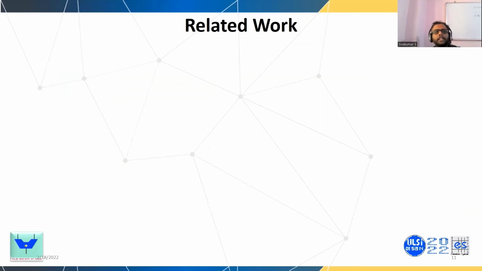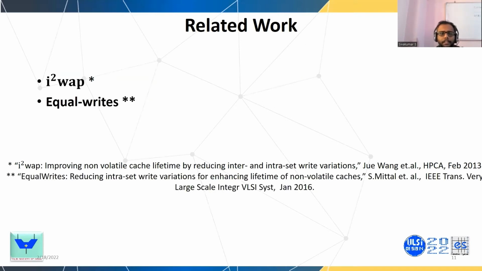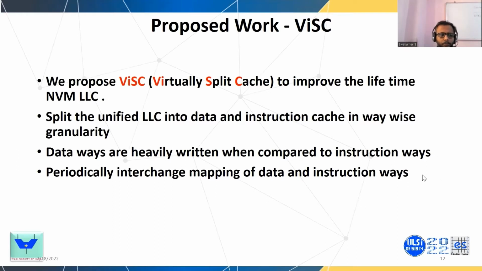So let us discuss some of the existing works that are based on wear leveling techniques for NVM. I-squared WAP is a technique that reduces both intra-set and inter-set variations using probabilistic line flush and swap shift techniques. EqualWrites is another technique which tries to reduce the intra-set variation and improve the lifetime by reducing the difference in number of writes among the ways of a set using a threshold value and counter. In the dynamic window write restriction technique, the cache memory is divided into a set of equal sized windows, and the heavily written windows out of these are made write restricted, and the selection of these restricted windows is made periodically.